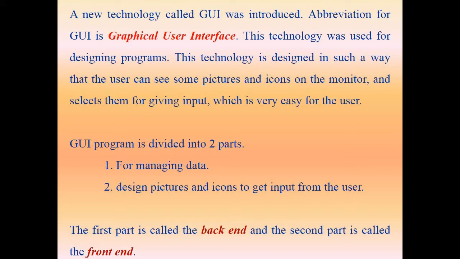GUI program is divided into two parts. 1. For managing data. 2. Design pictures and icons to get input from the user. The first part is called the back end and the second part is called the front end.